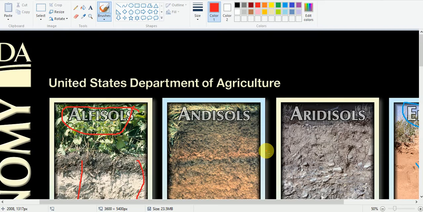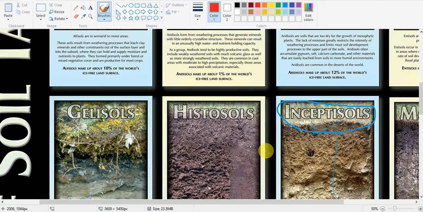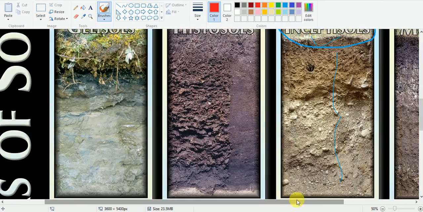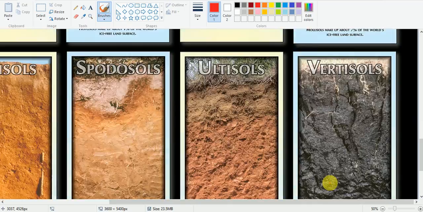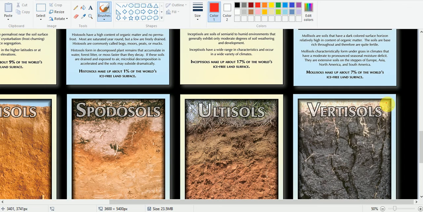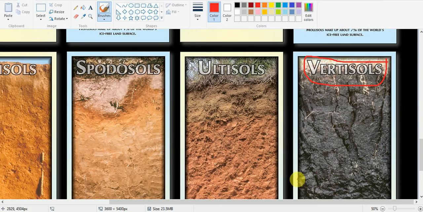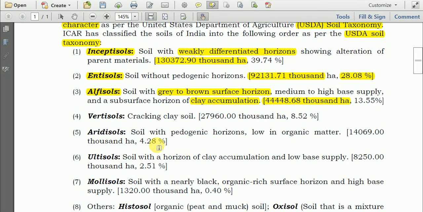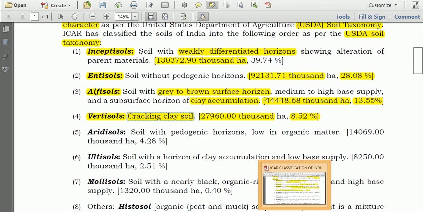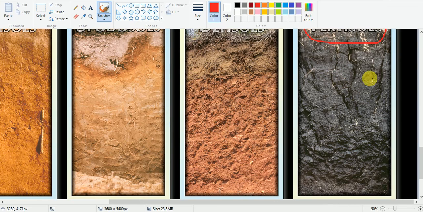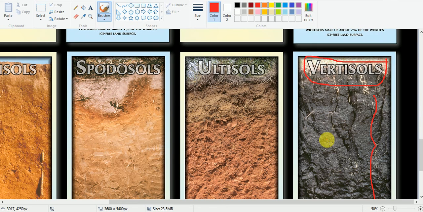Vertisol is here. Cracking, as described here: cracking clay soils. Just see here, it has cracks, and see the dark gray. This is clay, cracking clay soils. That is Vertisols.